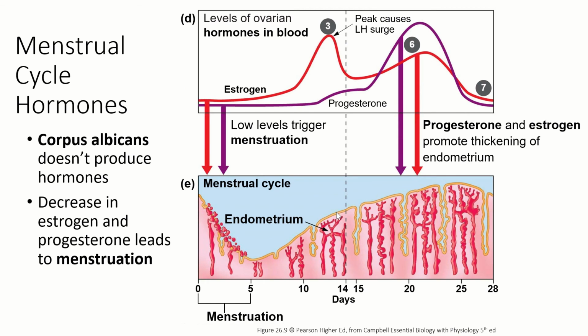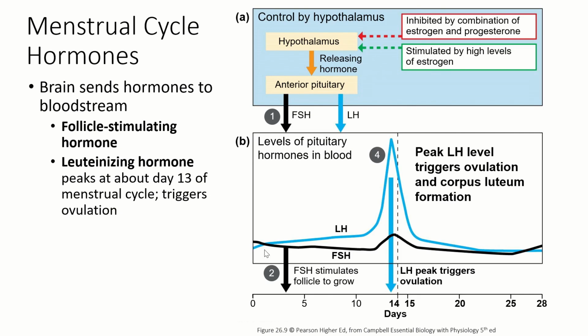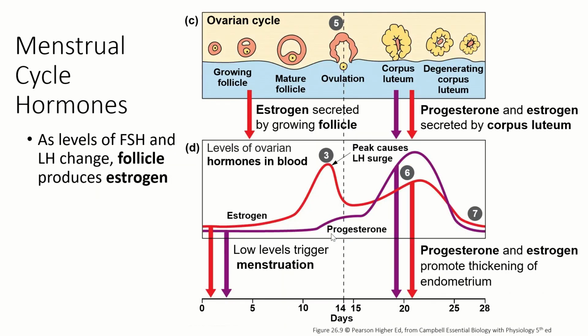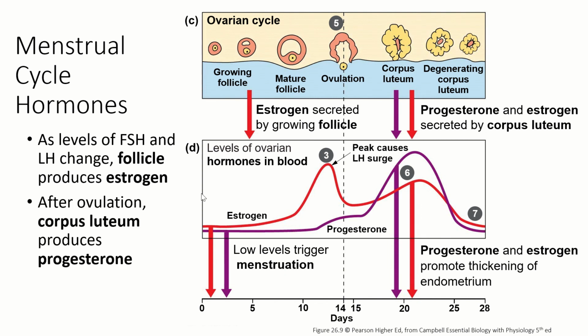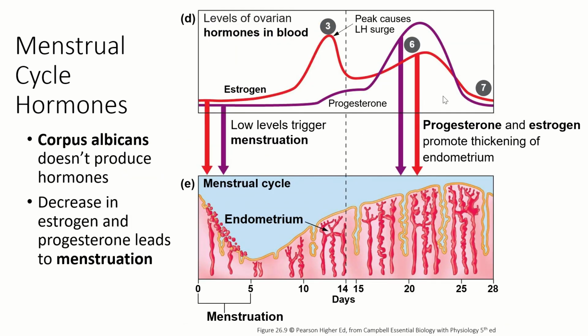All right. So that's the whole menstrual cycle, from the hormones to the actual follicle, ovulation, corpus luteum, producing progesterone, and then the corpus albicans not producing estrogen, and that leads to menstruation.